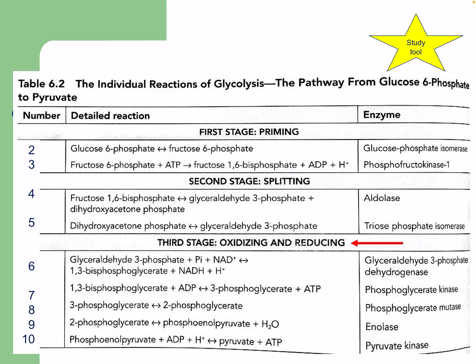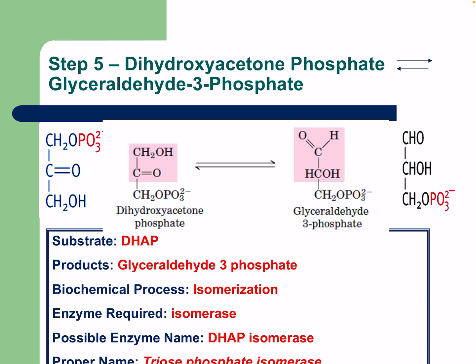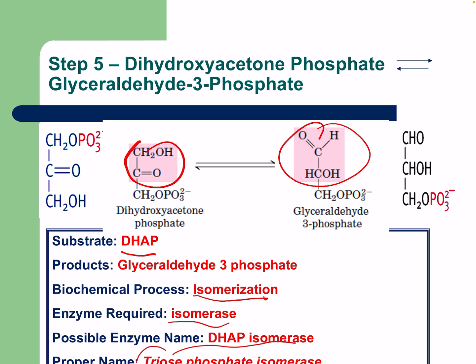So again, we kind of went over this splitting reaction and our priming reactions. So we did step 1, 2, 3, 4, 5. Step 5 is kind of the same in the sense that you're getting a different molecule, but also this molecule as well. So step 5, we have our DHAP or dihydroxyacetone phosphate becoming G3P. So we start with our DHAP. Product is G3P. Again, this is isomerization. So you can see here this is essentially changing. And the enzyme requires isomerase. It is called triose phosphate isomerase.